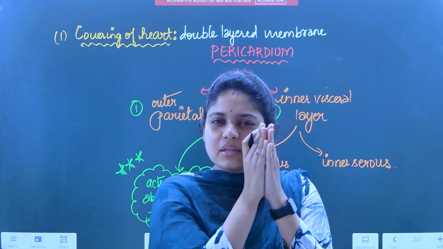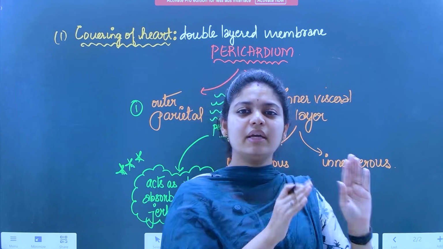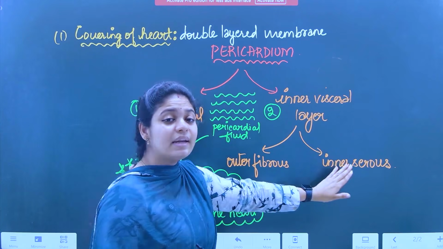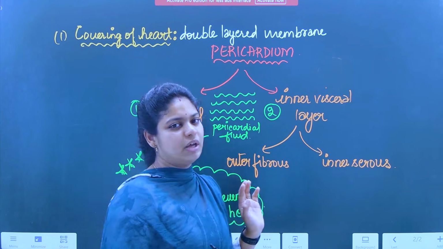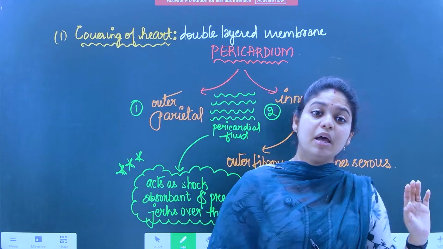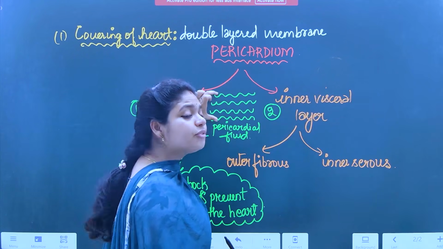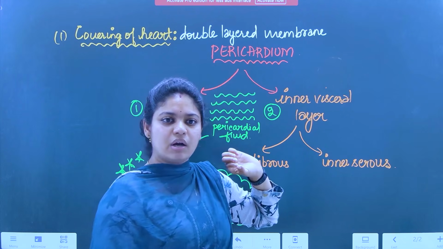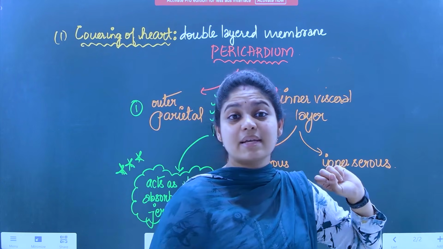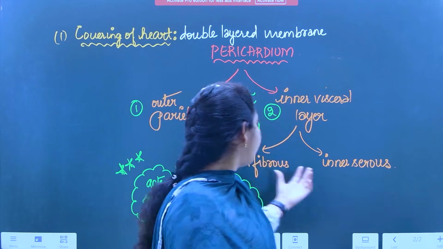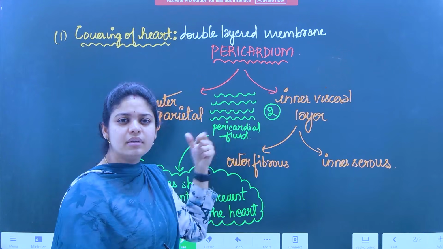The inner visceral layer is again subdivided into two layers, outer fibrous and inner serous layer. Between these layers, there is a fluid present. That fluid is called the pericardial fluid.